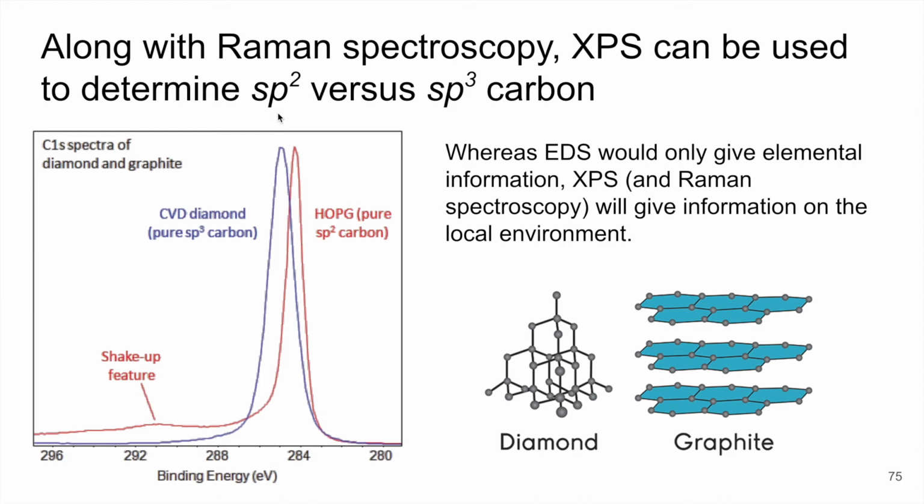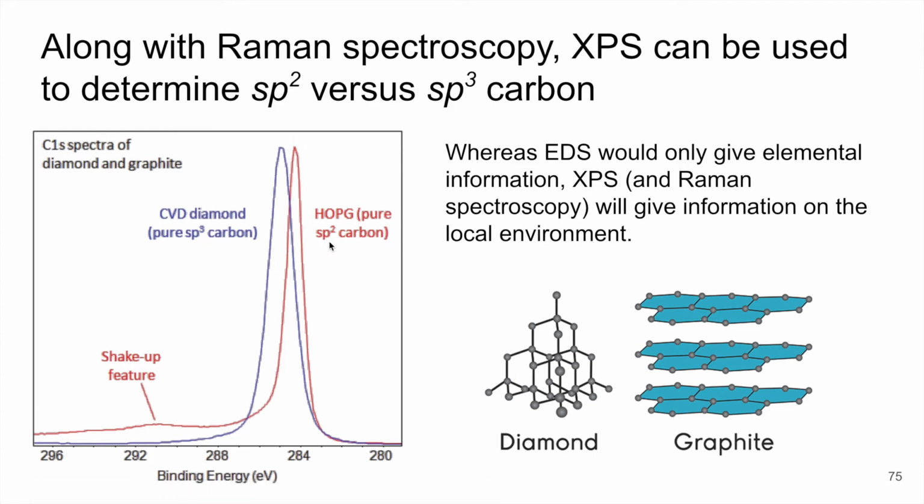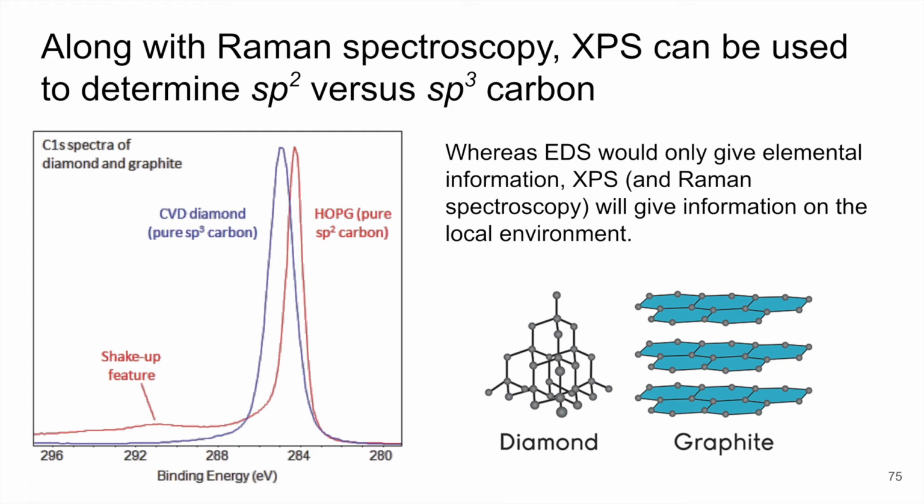We can determine the relative amounts of sp2 and sp3 carbon, as you see here. So the blue curve is diamond, which is pure sp3, and then sp2, which is the HOPG, highly oriented pyrolytic graphite. So basically pure graphite. And so we can see those differences. And actually there's, again, one of those shake-up or satellite peak features that we see as well. So it allows us to determine amounts. And even if we have a mixed phase, we can get the different amounts in there as well.